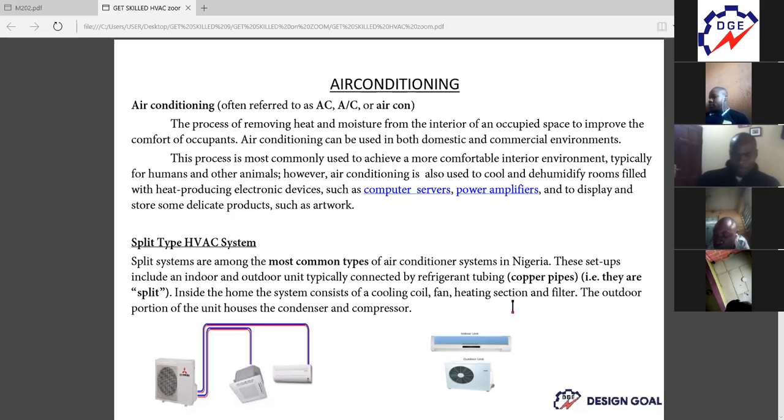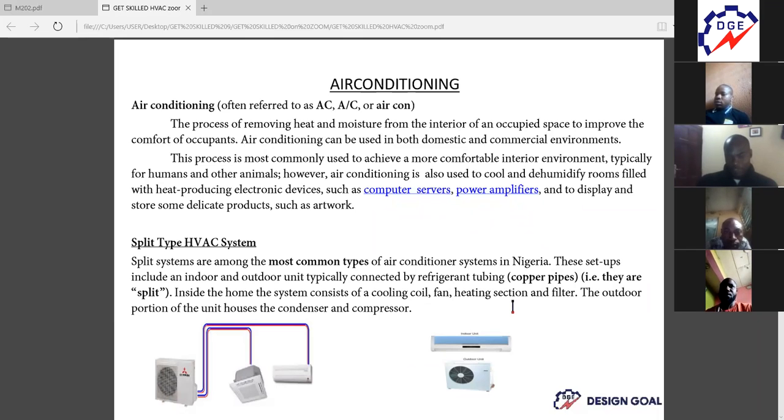Then now, I'll talk about the outdoor portion of the unit. The outdoor portion comprises the condenser and the compressor. The compressor is actually the workhorse of the unit, the powerhouse of the air conditioning system, because it's the one that does the compression of the gas and makes it run through the copper piping into the indoor cooling coil, then back to the compressor.